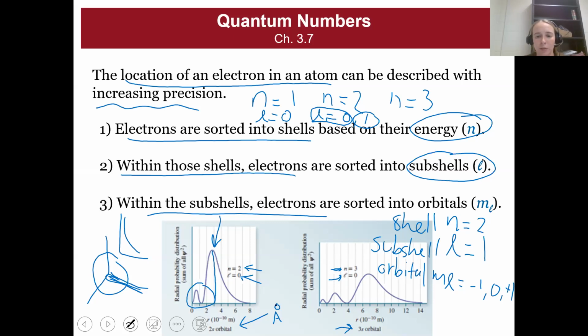And this one, for the 3s orbital, the maximum is like 7 angstroms away from the nucleus. So now we can get further away because the 3s orbital has higher energy than the 2s orbital. We gave it more energy so it can get further away from the nucleus. So the probability of finding it is higher further away from the nucleus. Okay, that's all I wanted to show you with this probability distribution, these graphs.